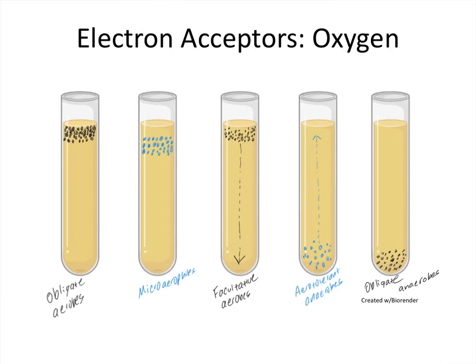But in general, if you have something that is going to require oxygen, it will probably live near the lungs or near the surface of the body. If something absolutely cannot tolerate oxygen, it will probably live deeper in the body. And then if you have something that can do with or without oxygen, that's kind of the worst case scenario actually, because it can live anywhere and has the potential to spread to lots of different locations.